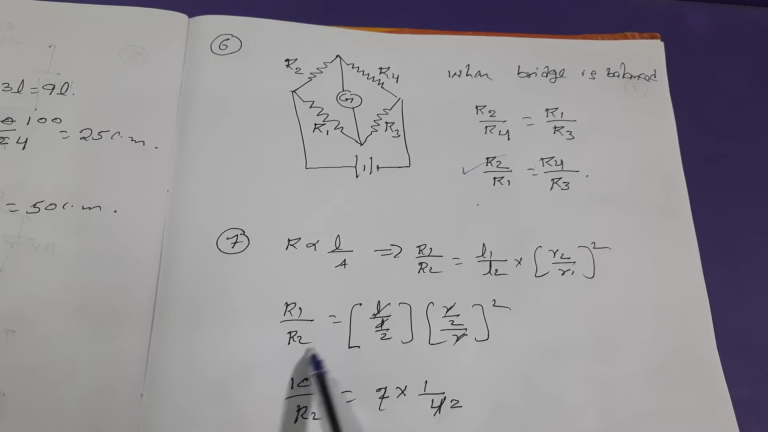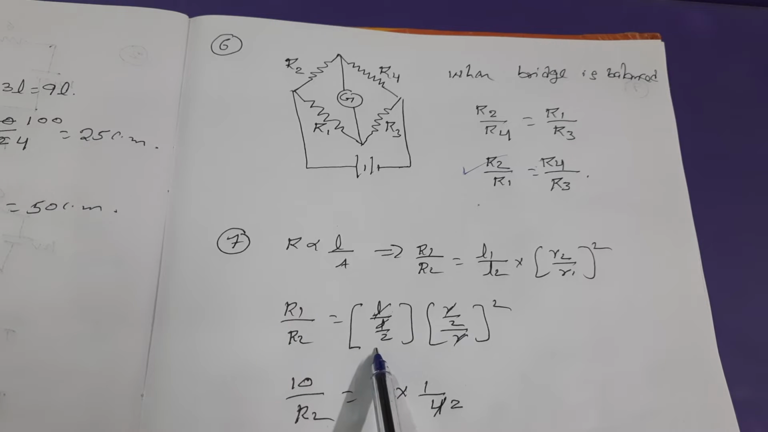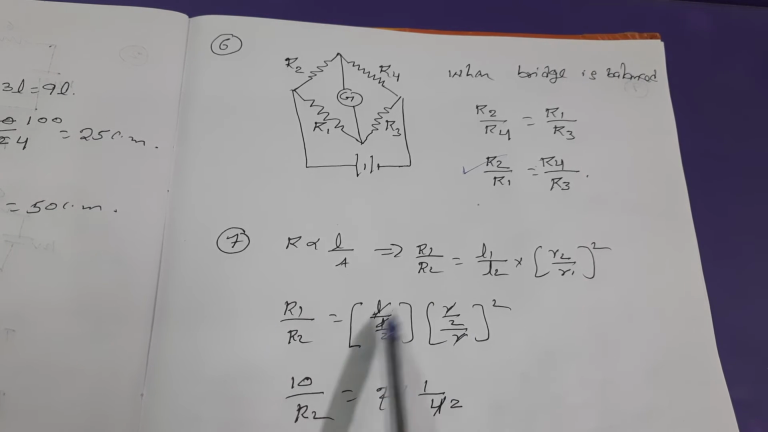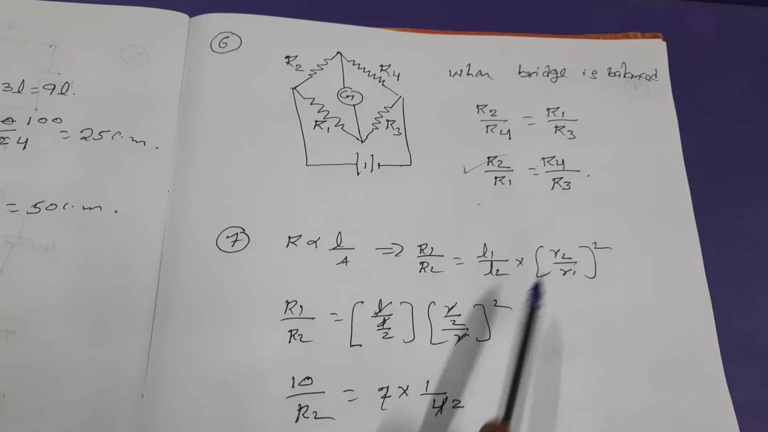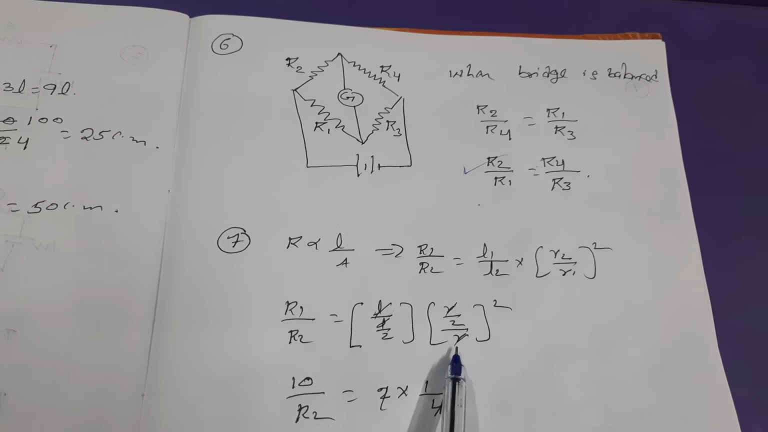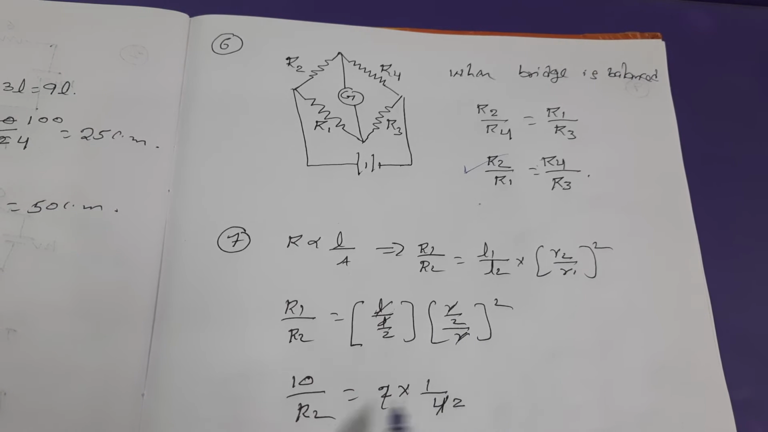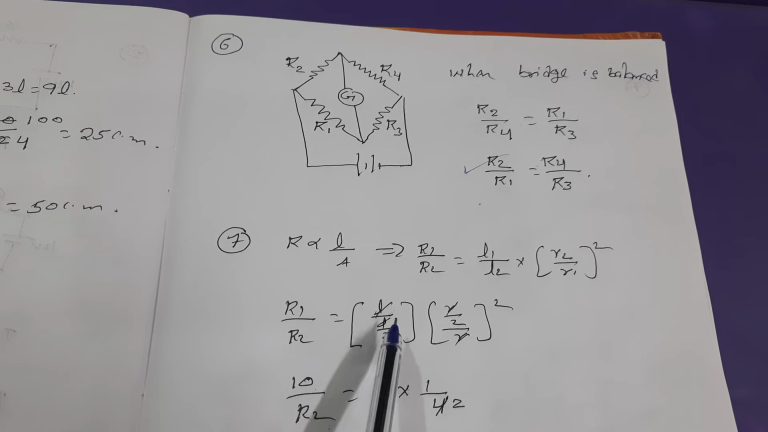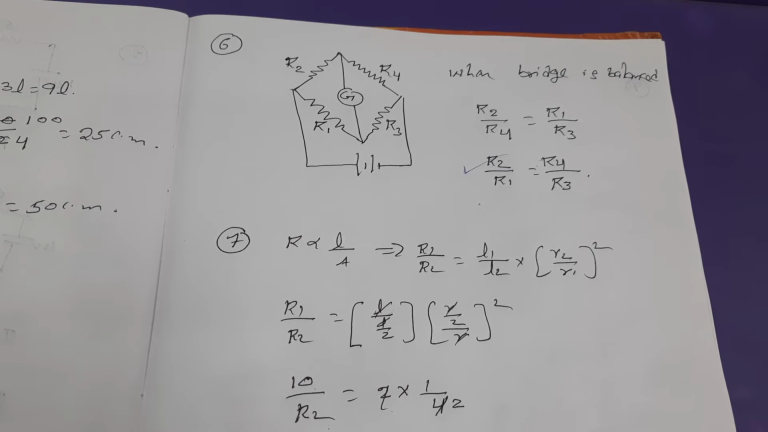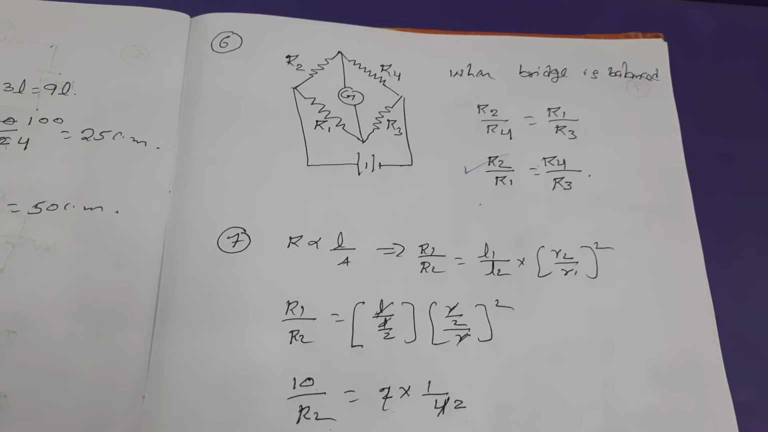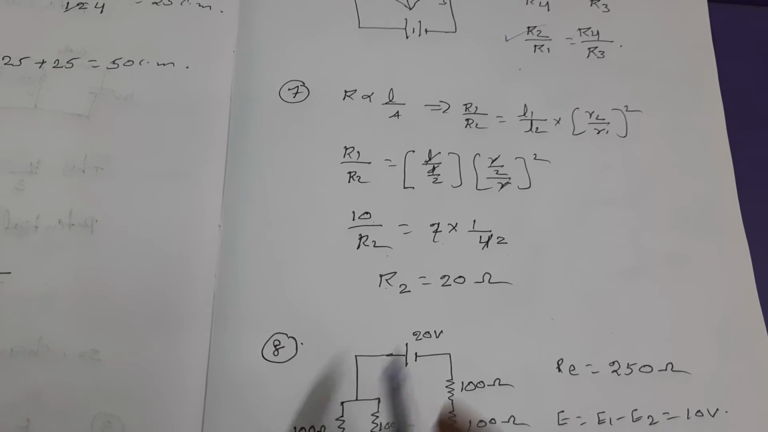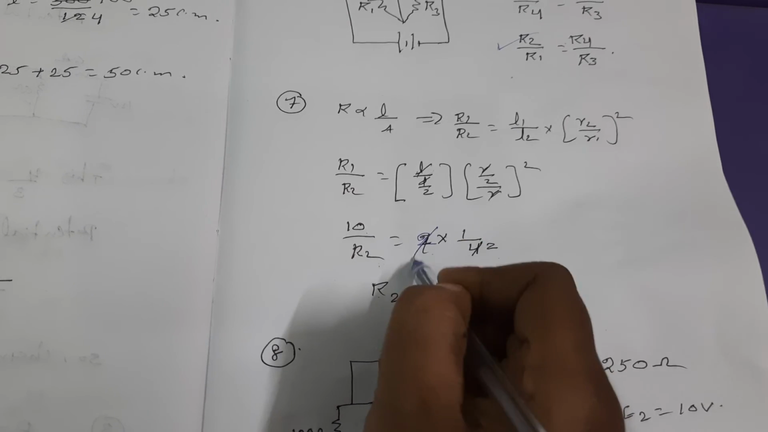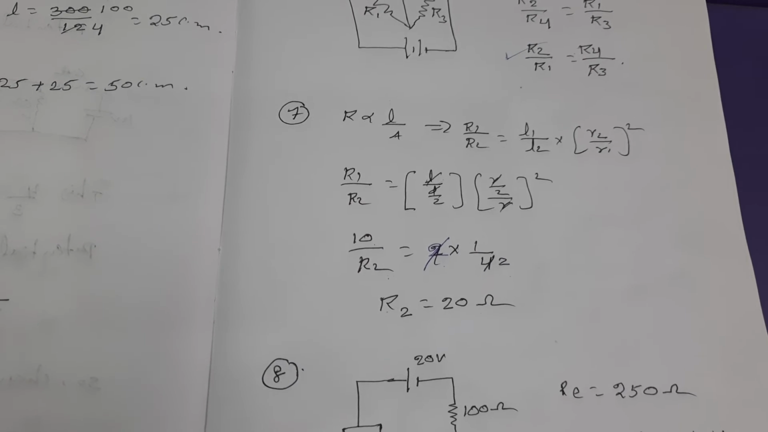Then R1 by R2, the length L2 becomes half of the first one, that is L by 2, L and L cancel. But here the diameter is half, that is D by 2 divided by D, D and D cancel. After simplification, R1 is 10 ohms by R2, this is 2 into 1 by 4. After simplification, our answer is how much? 10 into 2, 20 ohms. After simplification, we cancel like this. Then our answer is how much?